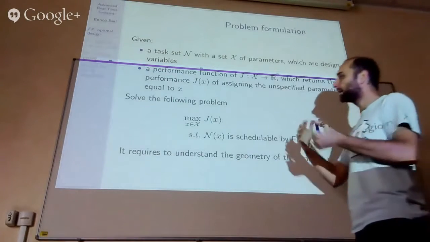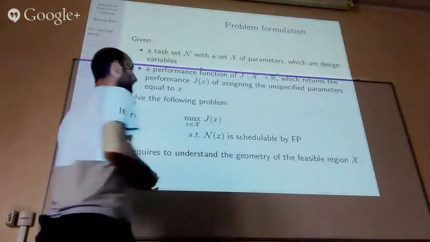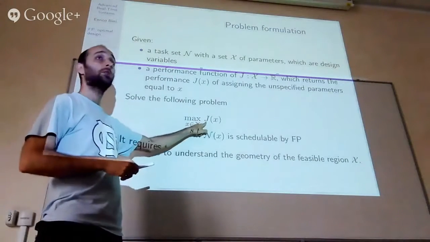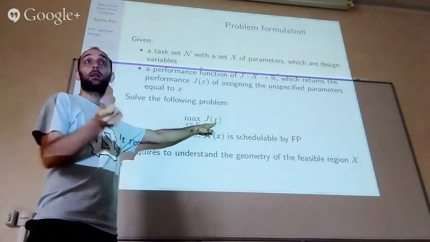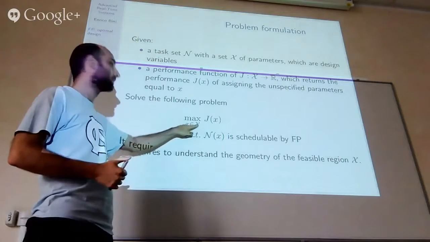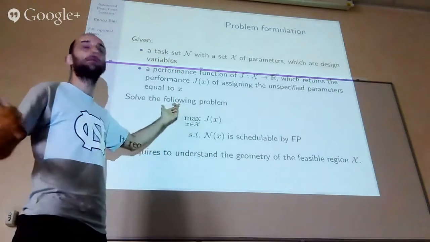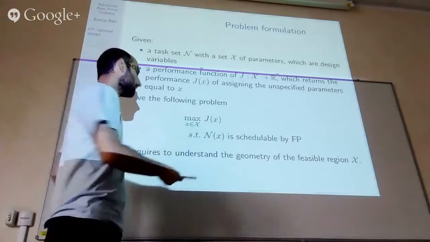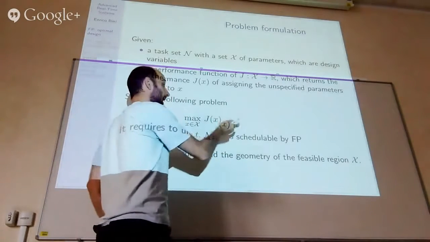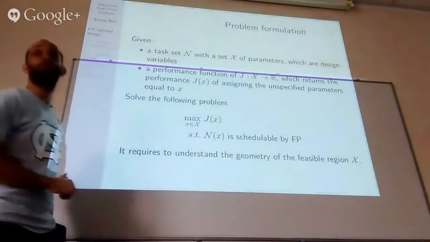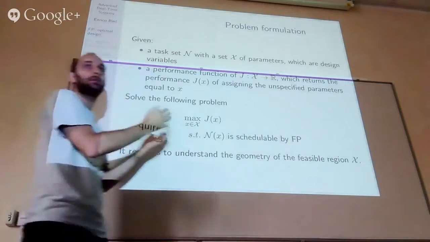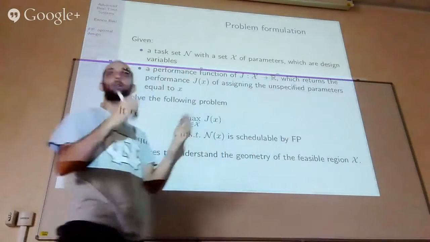So the idea of this optimal design problem is to solve a problem where we want to maximize the performance of the design variables, what we can play with, such that, of course, the variables belong to the set of the design variables, and such that the task set with these design variables is schedulable by fixed priorities. Now I'm considering fixed priority, but of course you can consider the very same problem with any scheduling policy.